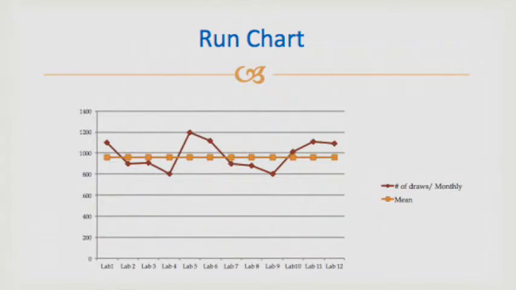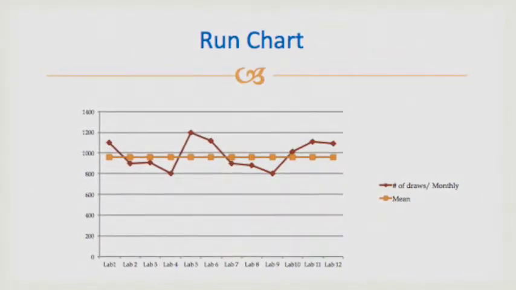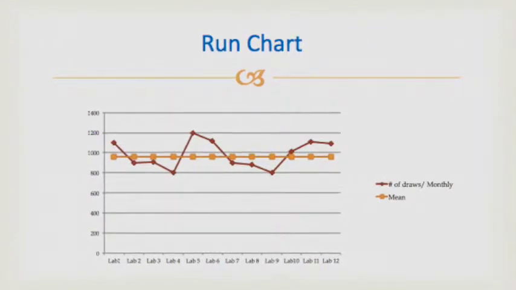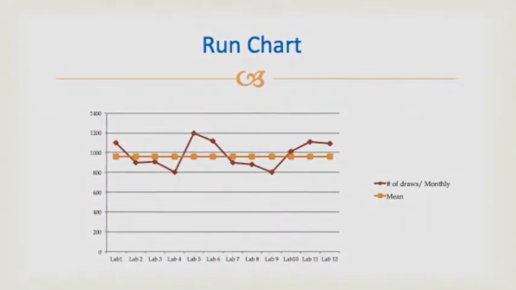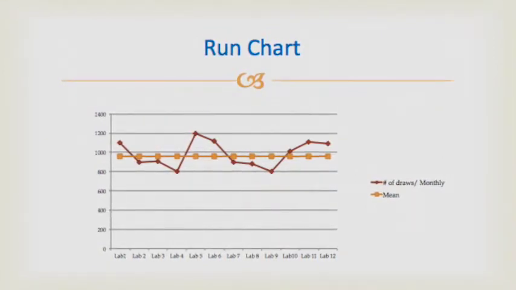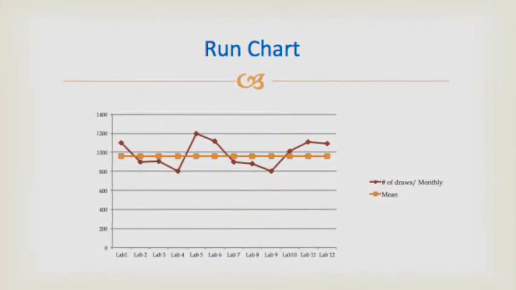Actually, a run chart is a basic graph that displays data values in time sequence, the order in which the data were generated. A run chart can be useful for identifying shifts and trends of labs.